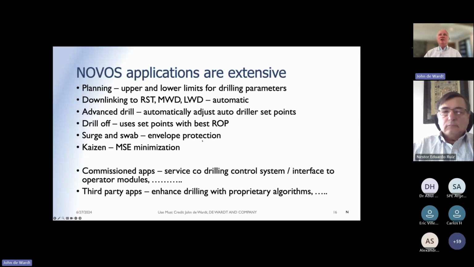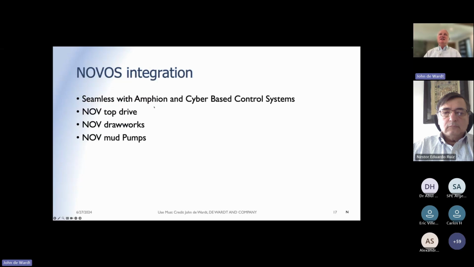Surge and swab, again, that's the envelope protection. And then they call this service Kaizen, which is a copy from the Toyota production system. But basically it's MD Totco providing an automation of MSE minimization, which means minimizing drilling dysfunction. And then they've commissioned apps from service companies and then interfaces to operator modules. So they've opened up to bringing in more apps from other providers. And then also third-party apps, which is where you're getting the new startups and people bringing apps that help with their proprietary algorithms. And then their system actually seamlessly integrates with Amphion and CyberBase control systems, which are the two that NOV have been building for many years. And it integrates with their top drives, their draw works, their mud pumps.